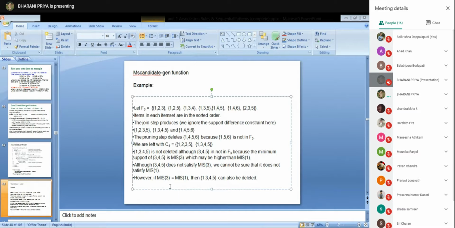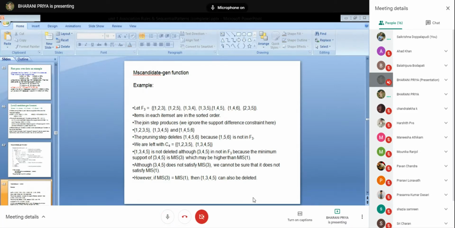If MIS of 3 is equal to MIS of 1, then in that case also you can delete the set. Okay, is this pruning step clear? Okay.